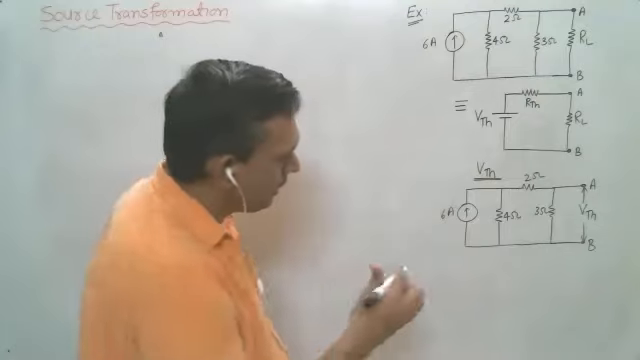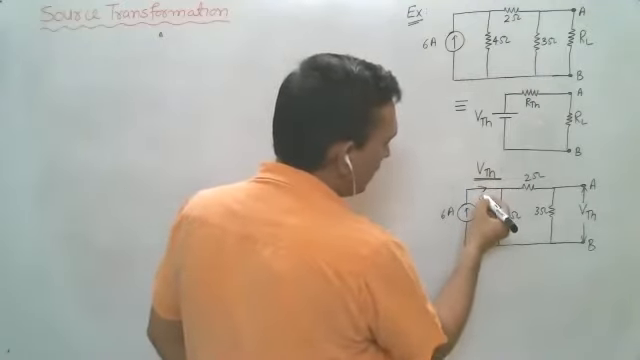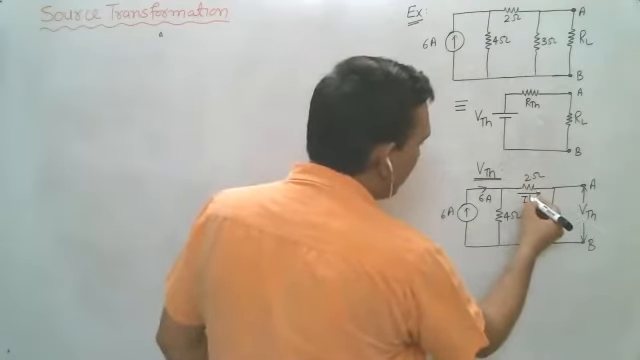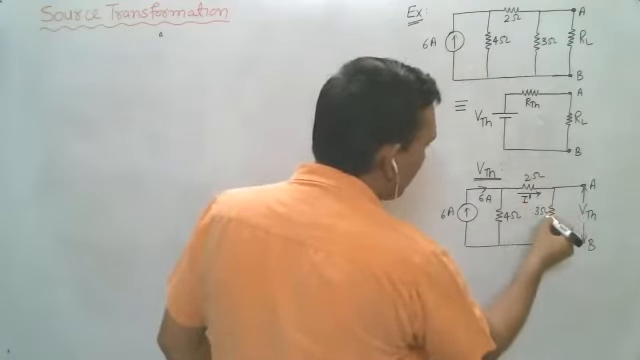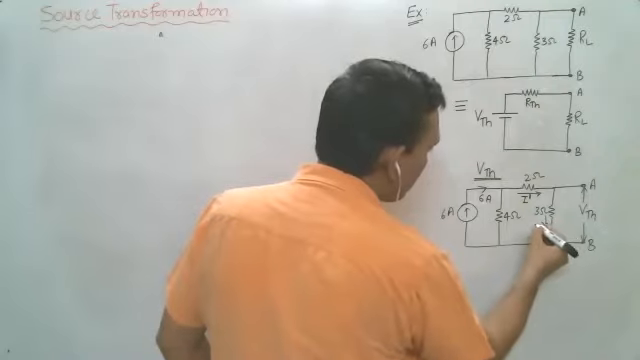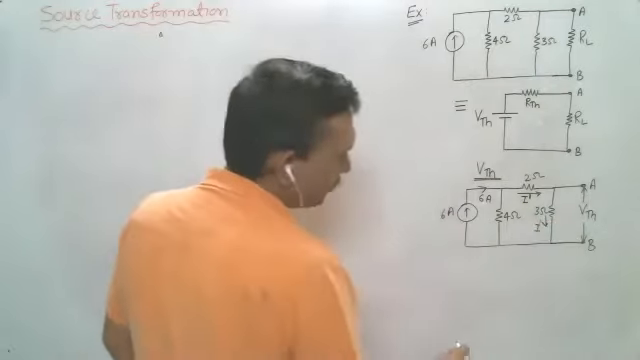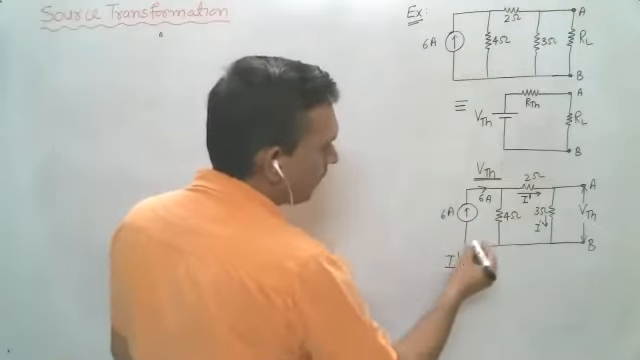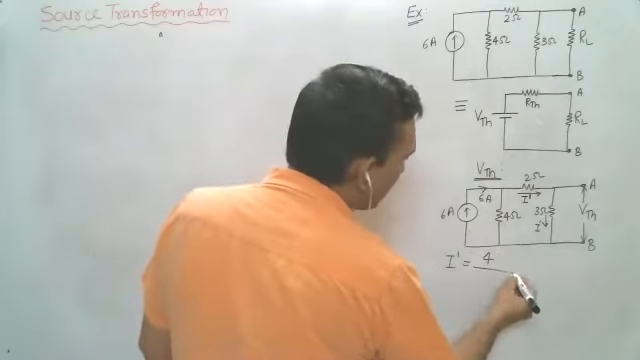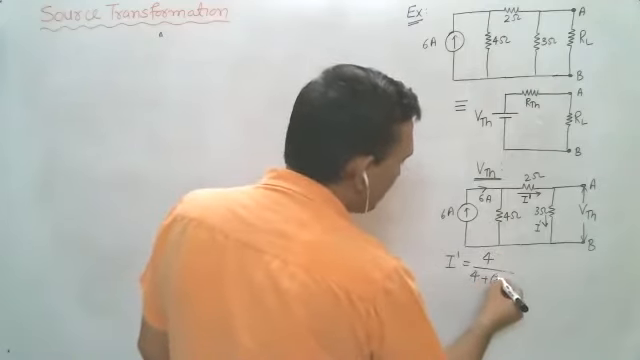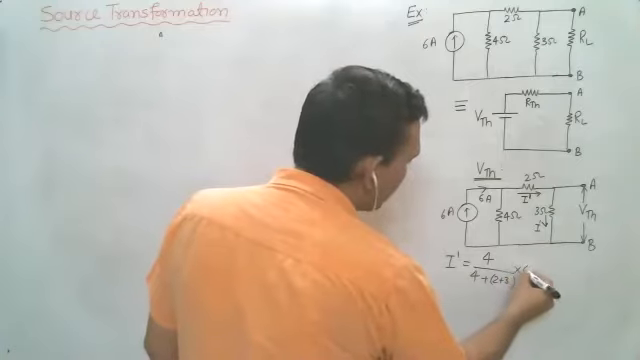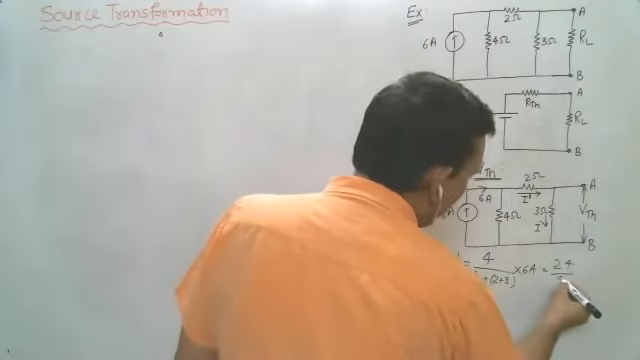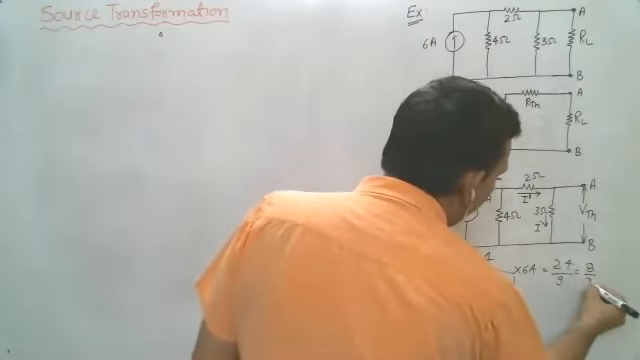So again you have to find, this current is 6 ampere. Assume this current is I dash. So this current is also I dash. So they are in series. So according to current division rule, what will be I dash? 4 by 4 plus 2 plus 3 into 6 ampere. So that is 24 by, this is 8 by 3 ampere.